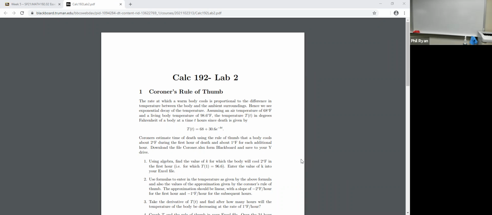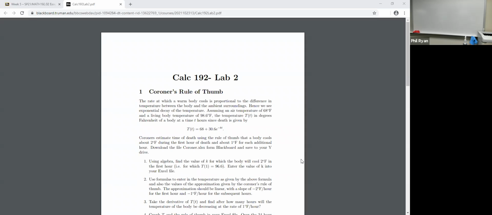Okay, so this is the situation. We're going to assume that we've got an air temperature of 68 degrees and that the living body's temperature is 98.6 degrees. And so how does the rate of change of something cooling occur?